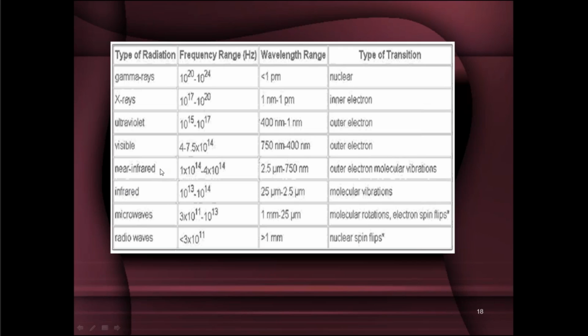Near infrared, because you will see in infrared spectroscopy, it is two different types, near infrared spectroscopy and infrared spectroscopy. You also have far infrared too. But near infrared, it's the outer electron molecular vibrations, and infrared, it's only molecular vibrations. Far infrared actually goes for molecular rotations. Then you have microwaves which deal with molecular rotations and electron spin flips. Radio waves deal with nuclear spin flips. You will be studying each of these in the different spectroscopy that you have in your syllabus.